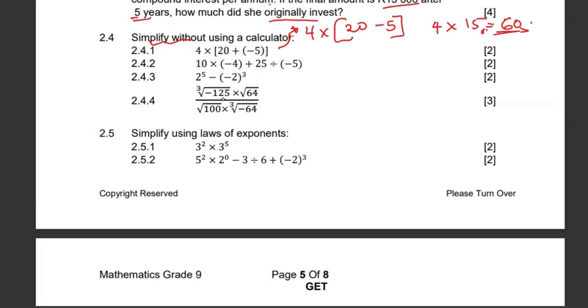Okay, then 2.4.2, still BODMAS. So 10 times -4, we're going to have a -40 plus 25 divided by -5 is going to give me a -5. Then when I add this -40 plus -5, I'm going to end up with a -45. Okay, that becomes the answer. Now someone asks, why did you start with the multiplication instead of the division? So multiplication and division must go hand in hand. You can start with any, okay, since they are the first signs.